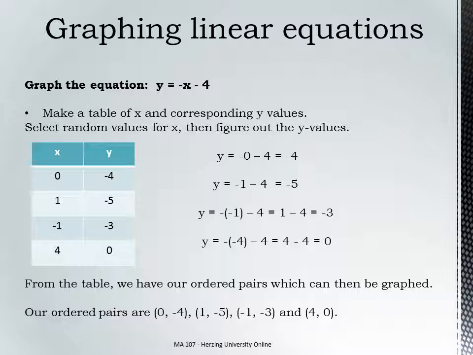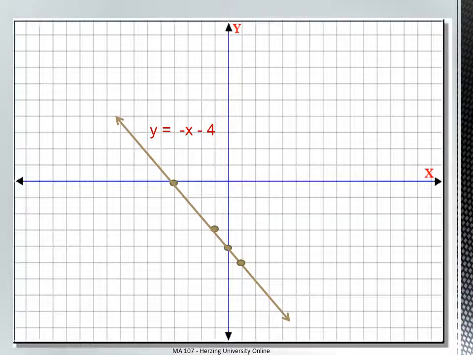Our ordered pairs are 0, -4, 1, -5, -1, -3, and 4, 0. To graph the line, plot each point 0, -4, 1, -5, -1, -3, and 4, 0, and create a line that goes through each point.